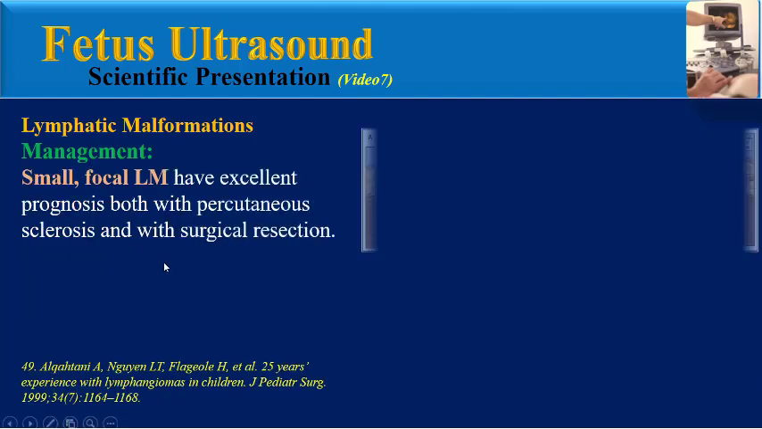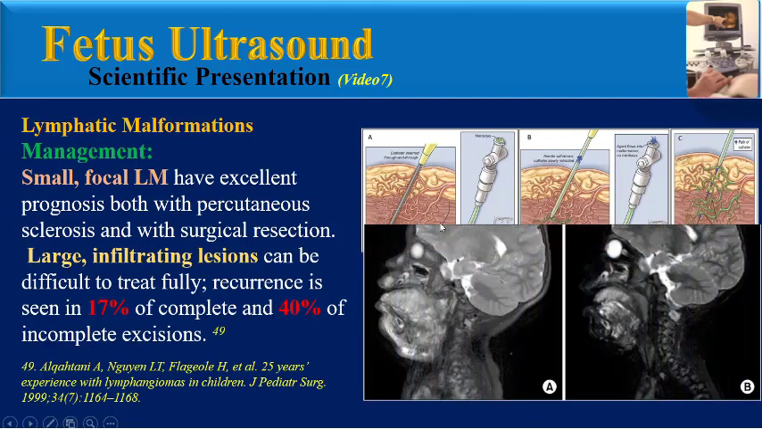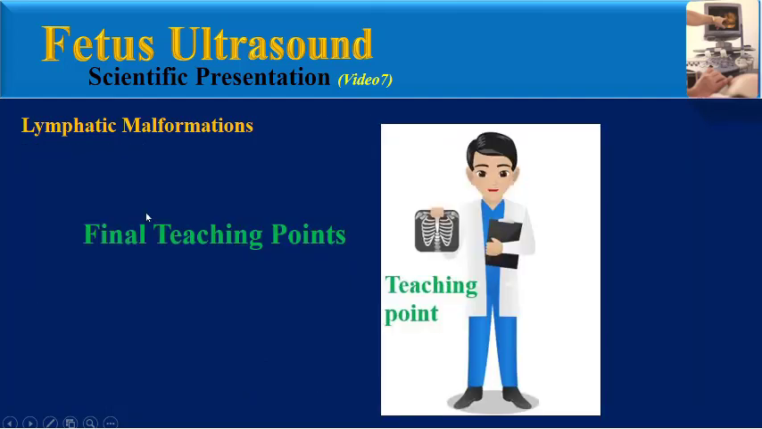A small focal lymphatic malformation has excellent prognosis both with percutaneous sclerosis and with surgical resection. Large infiltrative lesions can be difficult to treat fully. Recurrence is seen in 17% of complete and 40% of incomplete excisions. Now, please pay attention to these final teaching points.